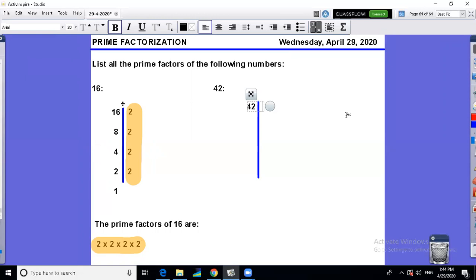Someone might choose to divide by 2. The final answer is going to be right. Someone might see that he needs to start dividing by 7. Both of you are going to have the same answer at the end. So here, dividing it by 7 will give us 6.